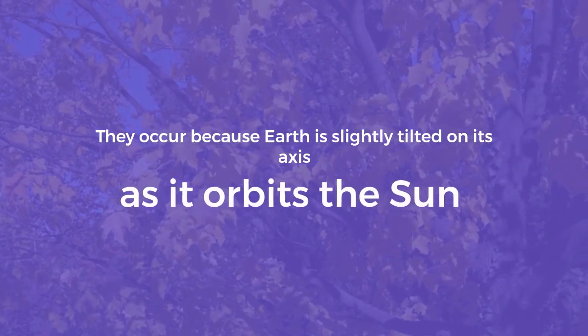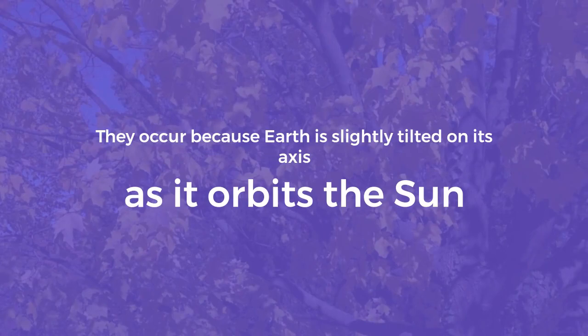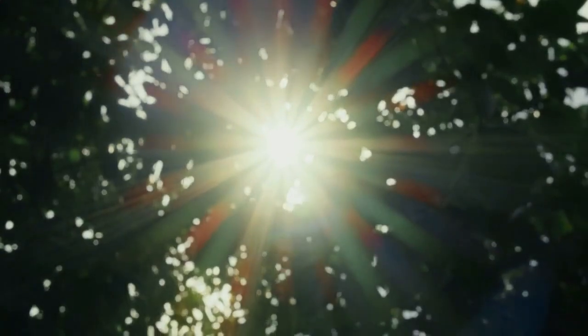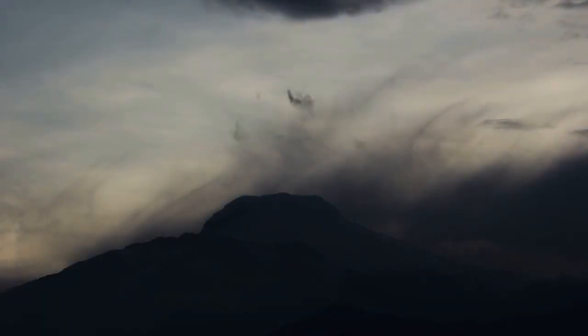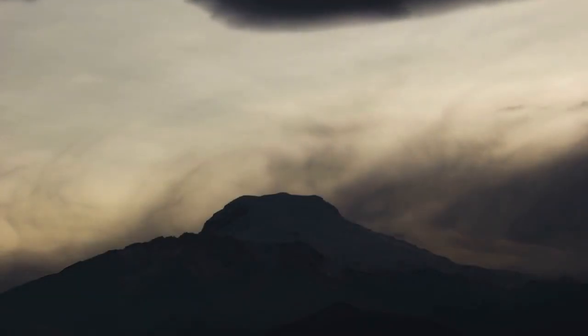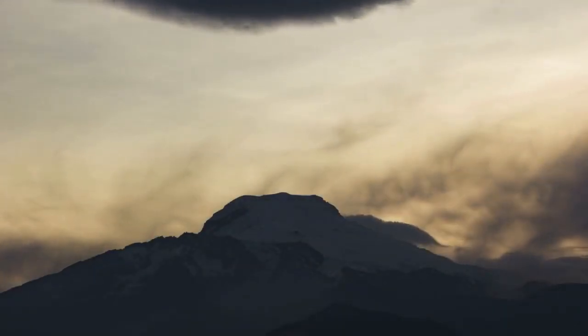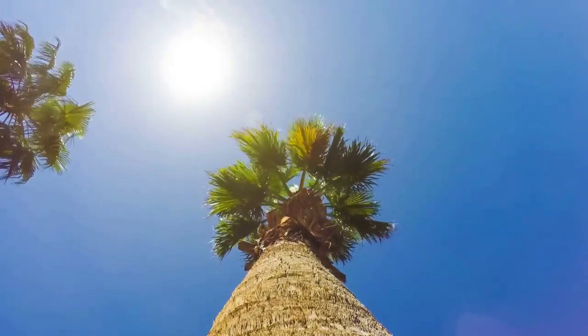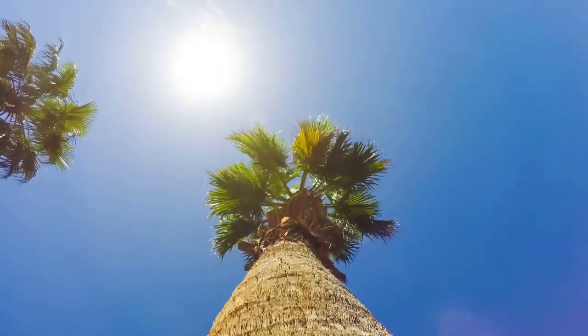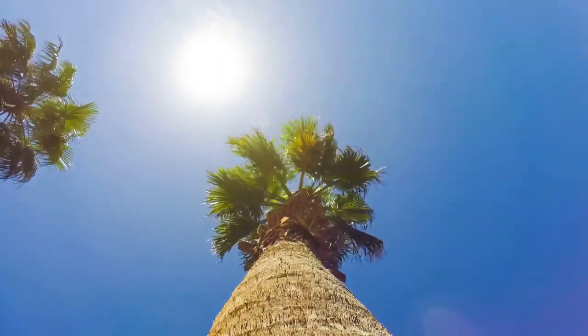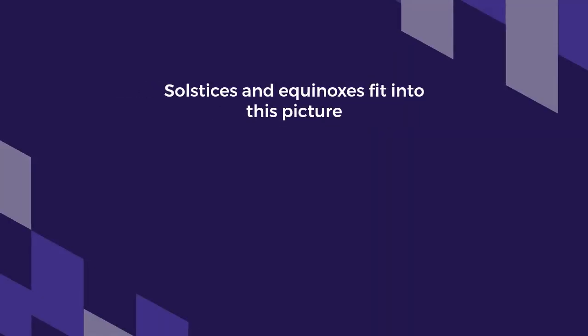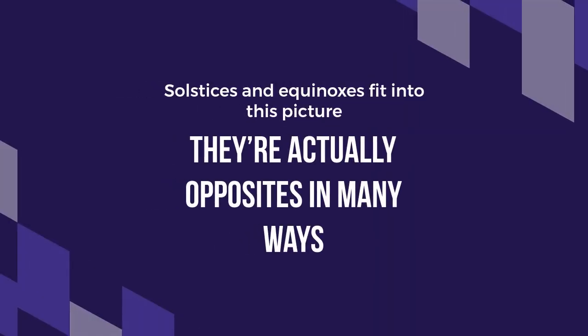They occur because Earth is slightly tilted on its axis as it orbits the Sun. That tilt, about 23.5 degrees, is the reason we experience seasons at all. If Earth weren't tilted, we'd miss out on the beauty of changing seasons entirely. Every day would be the same, and the Sun would always hover directly over the equator. Pretty boring, right? So how do solstices and equinoxes fit into this picture?